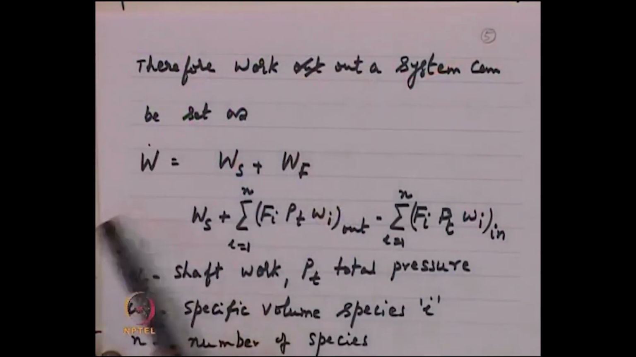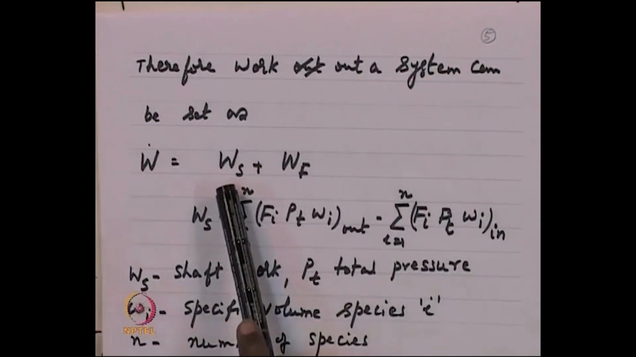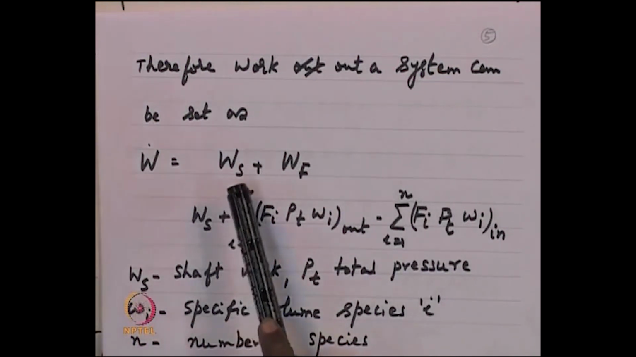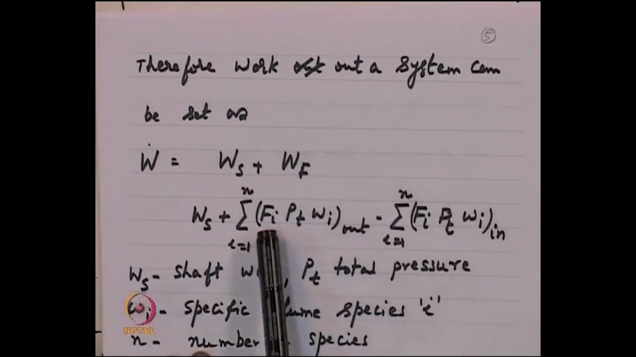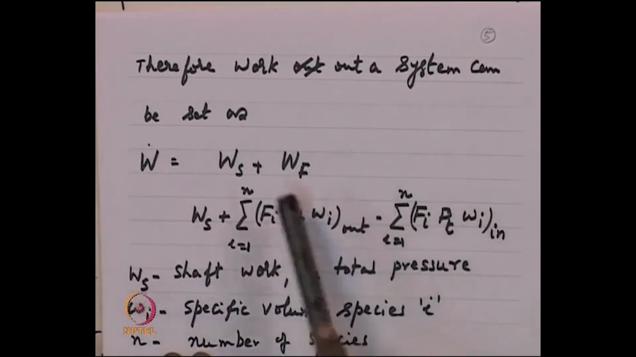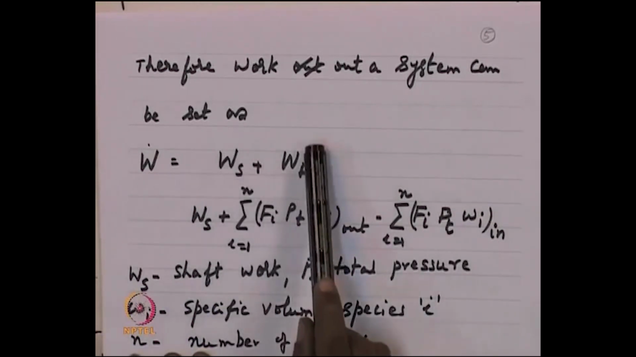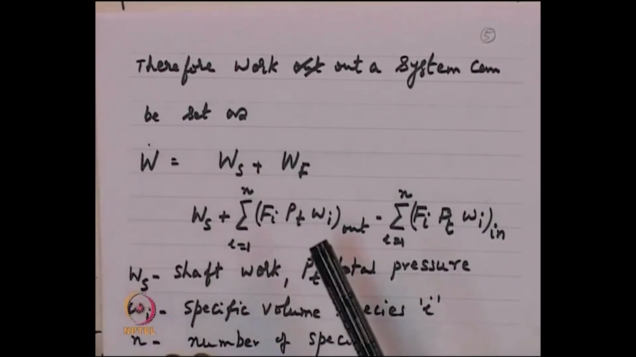So, we can understand the total amount of work that comes out of the system, W, in terms of shaft work, which we can measure. Shaft work we can measure by measuring the amount of generator output and so on, while flow work we cannot measure, but we can calculate because Fi Pt omega i is a known quantity. So, one can be calculated, the other can be measured, and therefore you can calculate W dot.